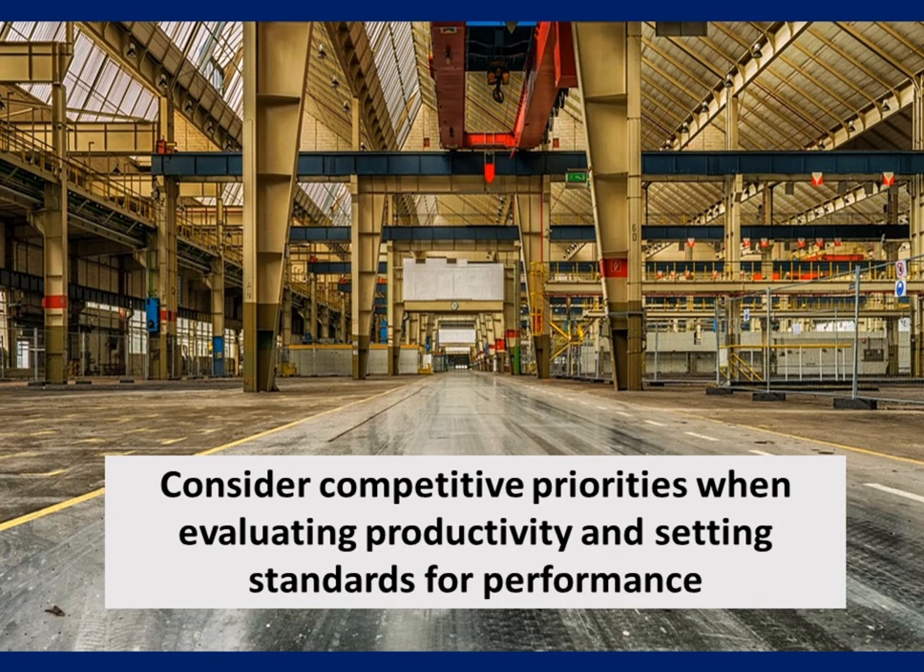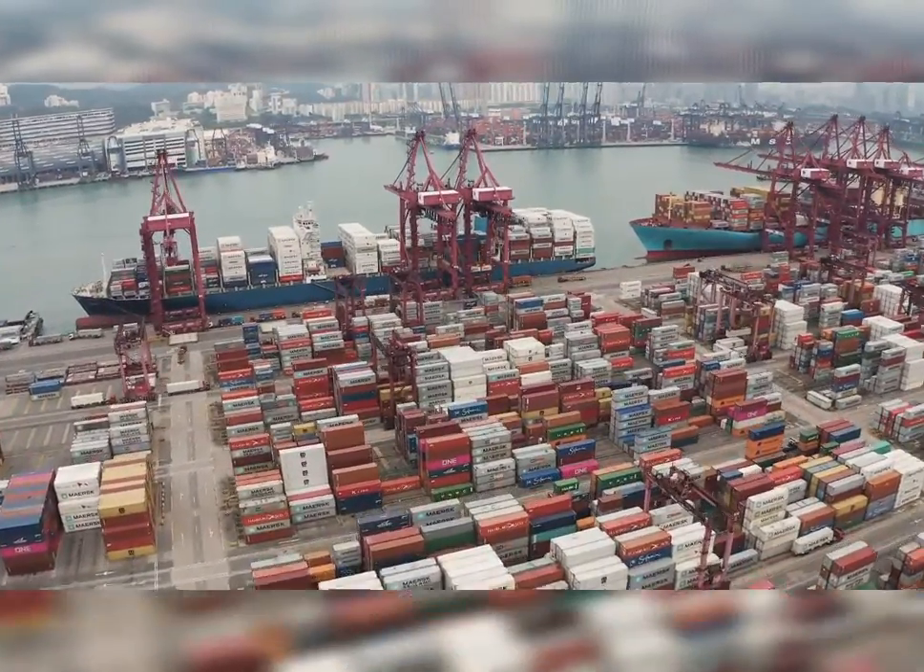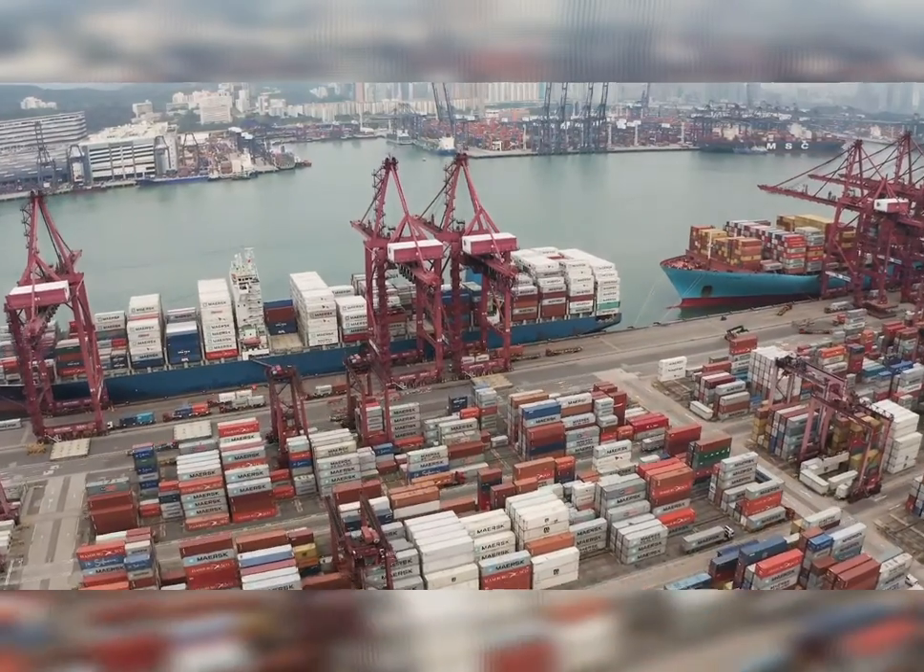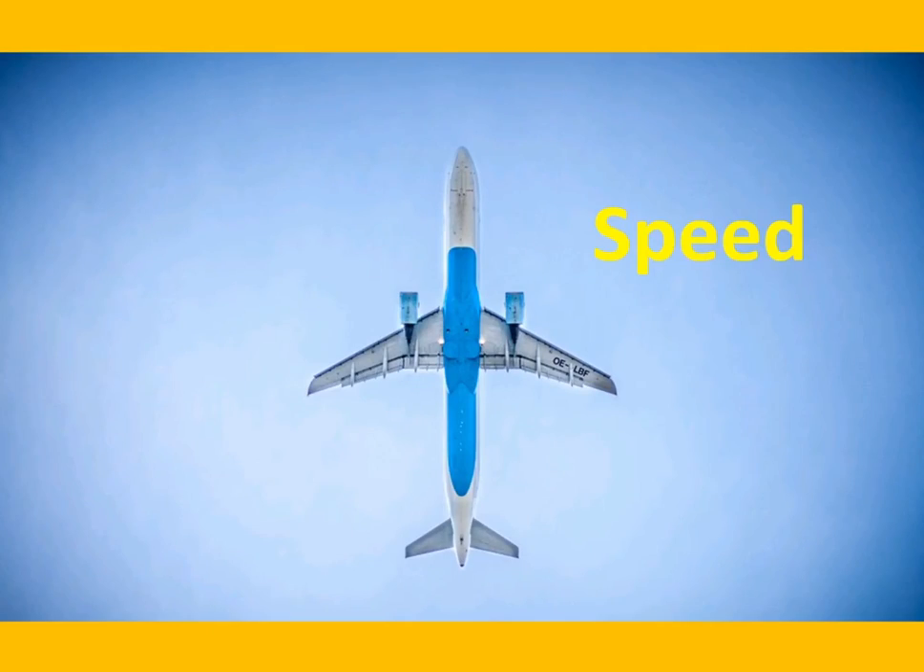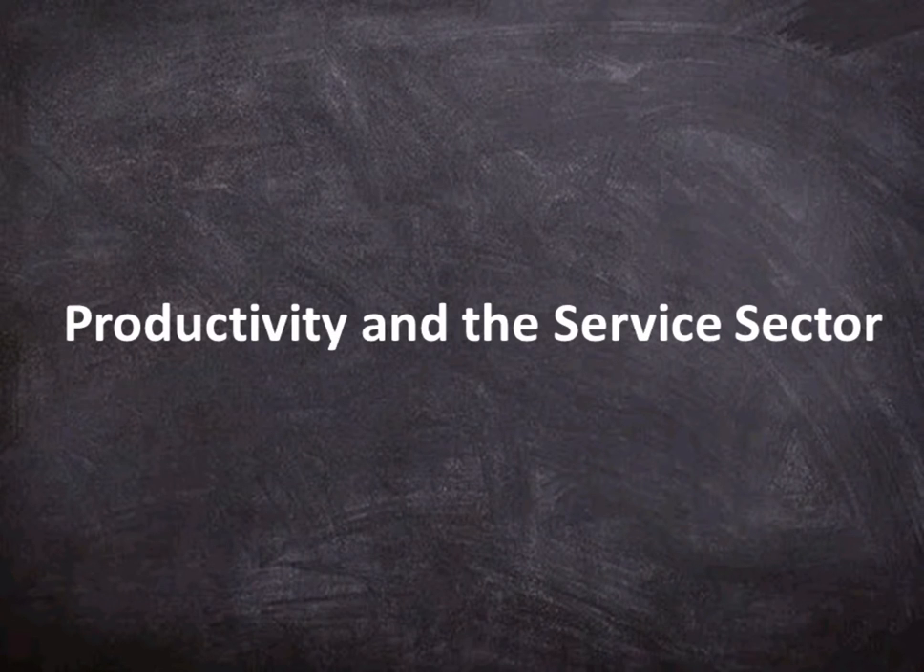When evaluating productivity and setting standards for performance, we also need to consider our strategy for competing in the marketplace, namely, our competitive priorities. A company that competes based on speed would probably measure productivity in units produced over time. However, a company that competes based on cost might measure productivity in terms of costs of inputs such as labor, materials, and overhead. The important thing is that our productivity measure provides information on how we are doing relative to the competitive priority that is most important to us.